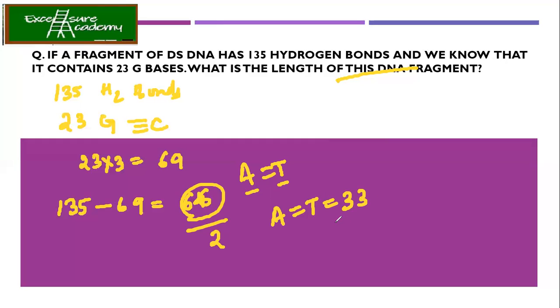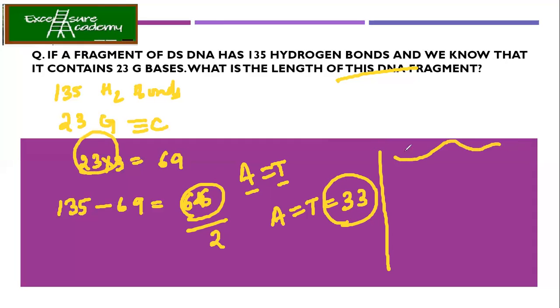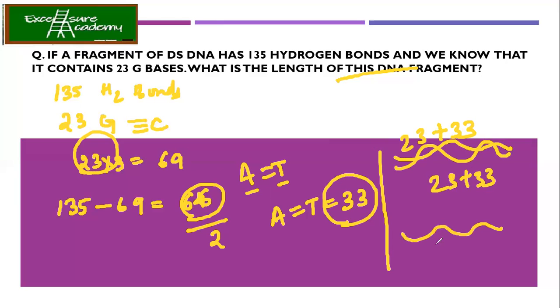Now what should I do? We should add both to get the length of the fragment. 33 and 23. Now in my DNA, which is double stranded, in one strand it is going to have 23 plus 33, and in the other strand again 23 plus 33. So 23 plus 33 is 56 base pairs of DNA.